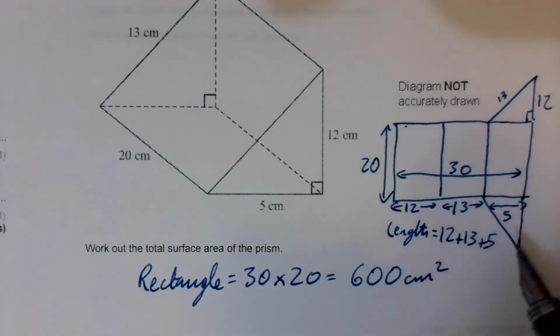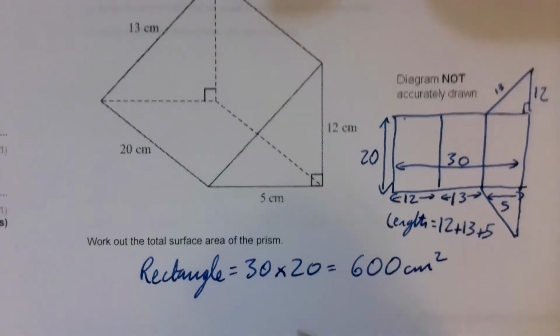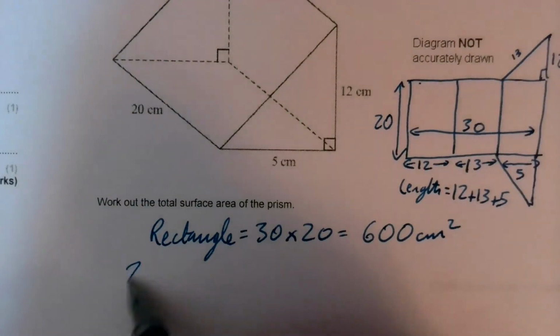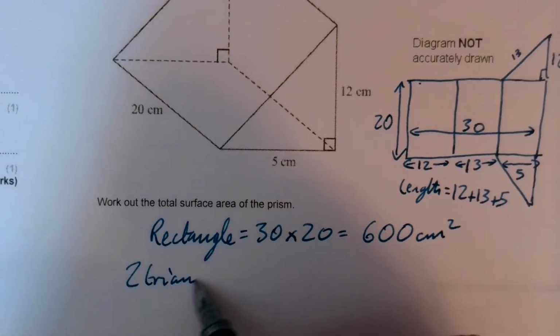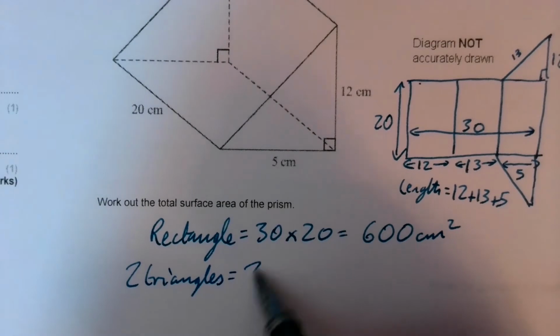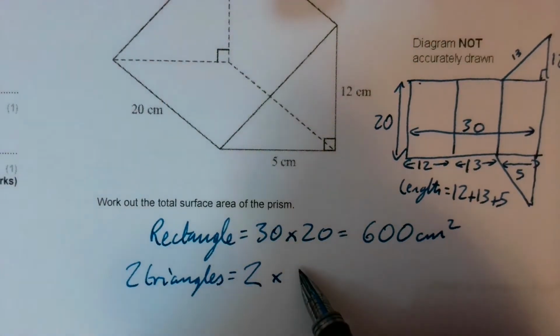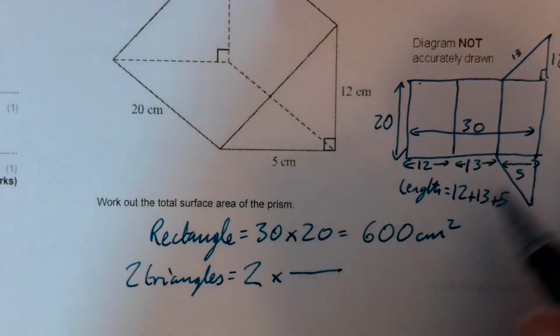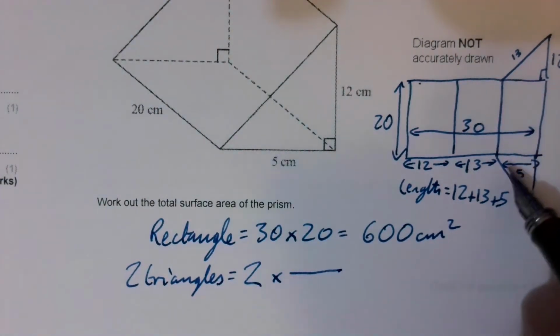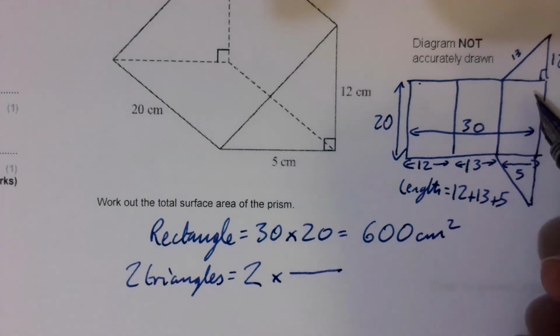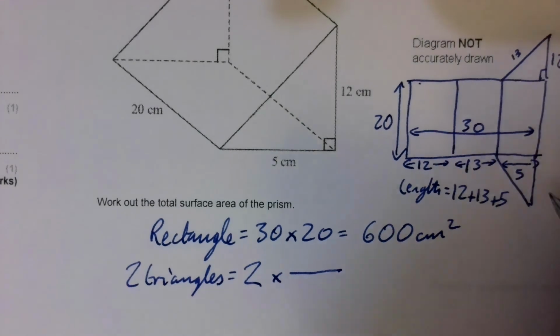And then I'm going to have 2 triangles. I've got 2 triangles, which means I'm going to do 2 times whatever the formula of the triangle is. Well, that's base times height divided by 2. So base times height. What do I mean by base times height? It's actually base times perpendicular height. Perpendicular meaning at right angles to.